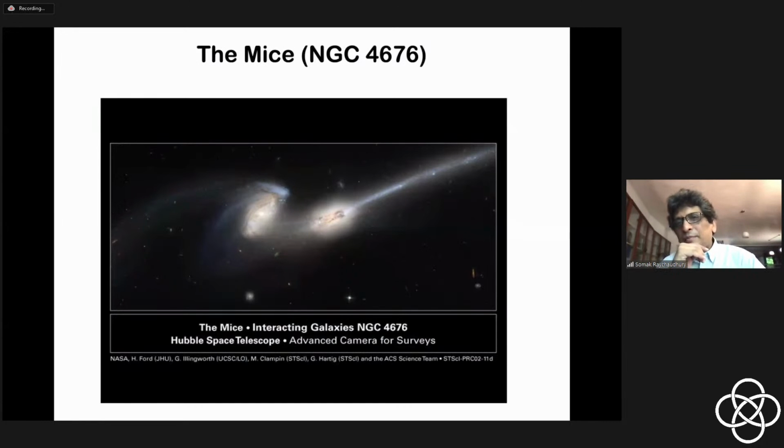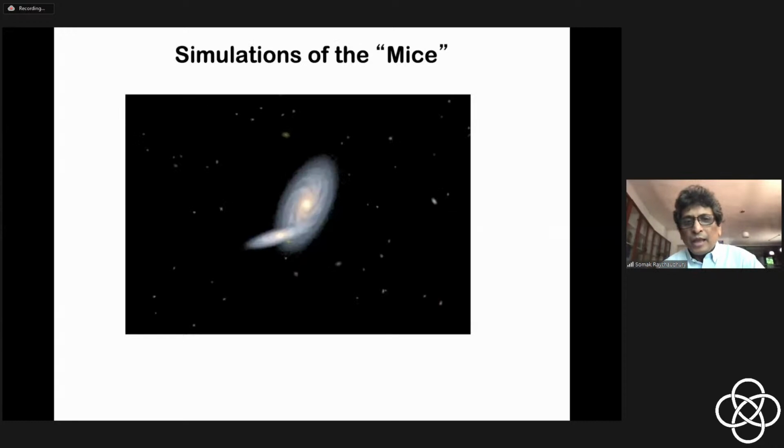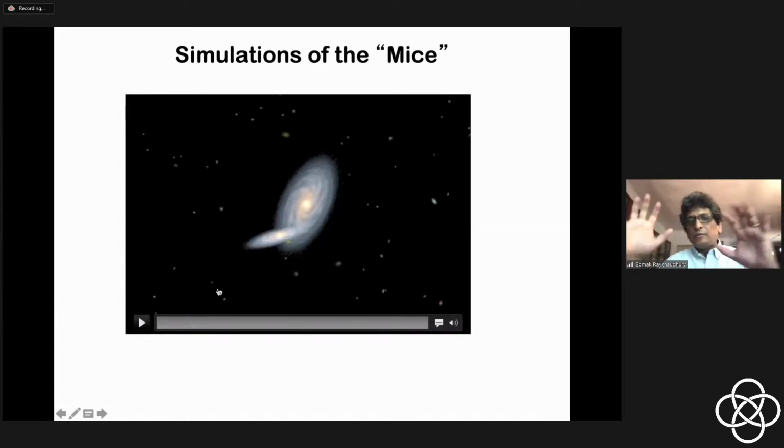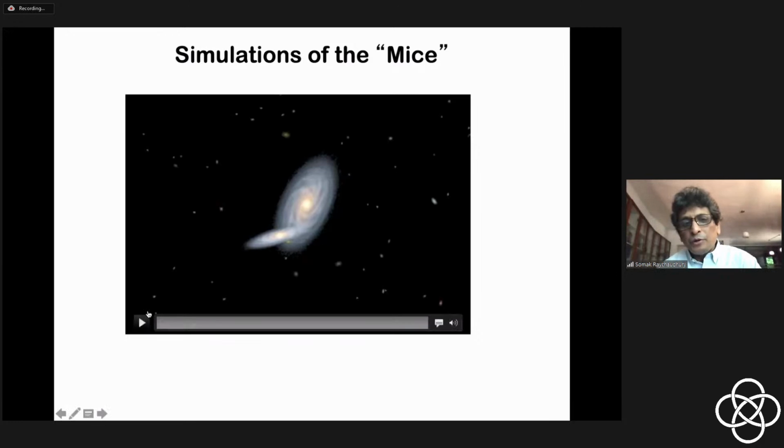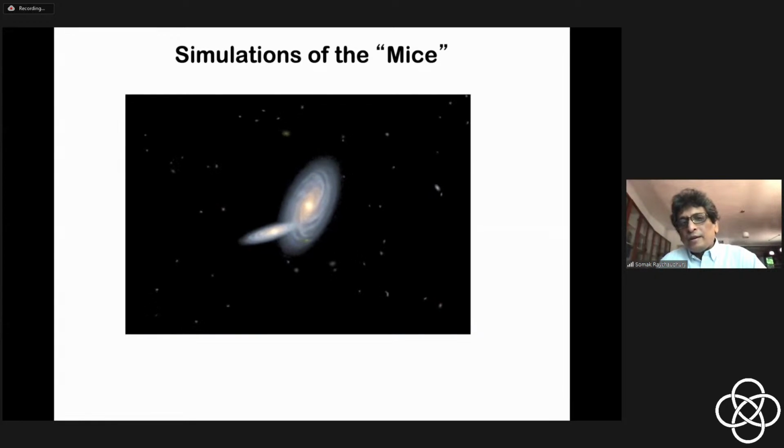This is something that people started doing a long time ago. Here's a simulation of two galaxies, and you can play around with what the relative masses will be and the relative orientations will be, how far away it is, just to see whether you can reproduce something like the Mice. And you can see how this will work.